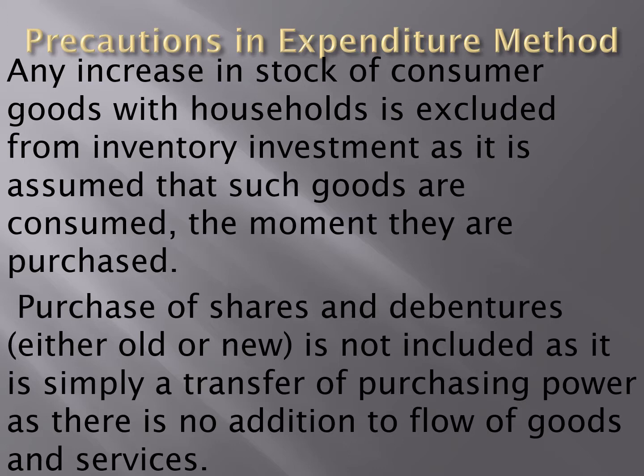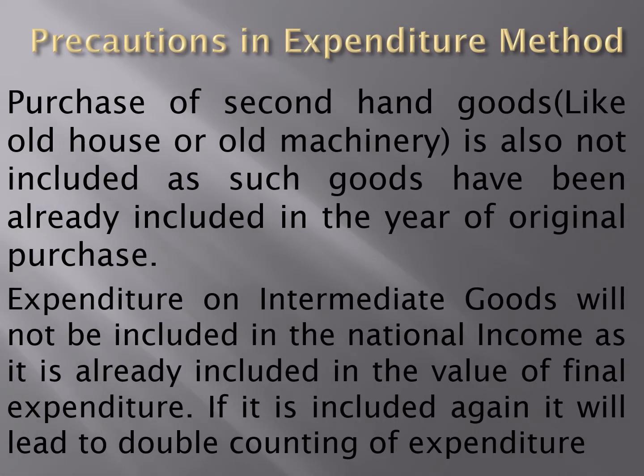Any increase in stock of consumer goods with households is excluded from inventory investment as it is assumed that such goods are consumed the moment they are purchased. Purchase of shares and debentures is not included as it is simply a transfer of purchasing power, as there is no addition to the flow of goods and services. This is a precaution which should be taken while measuring national income through this method. The other precautions: purchase of second-hand goods like an old house or old machinery is also not included as such goods have already been included in the year of original purchase.